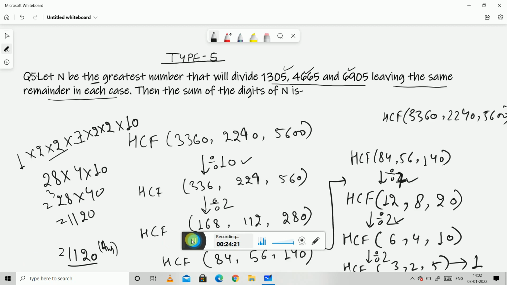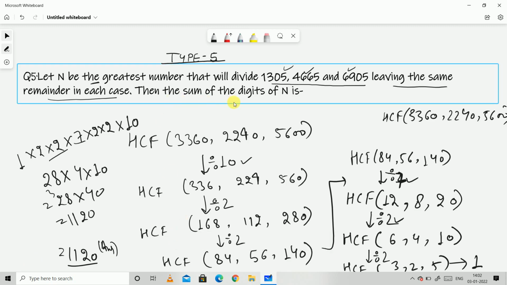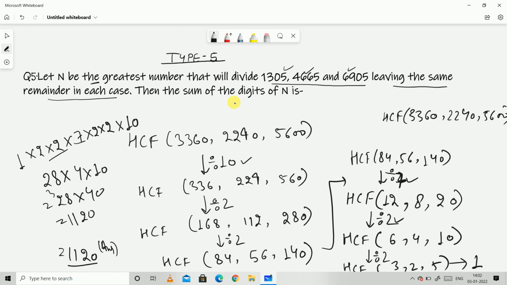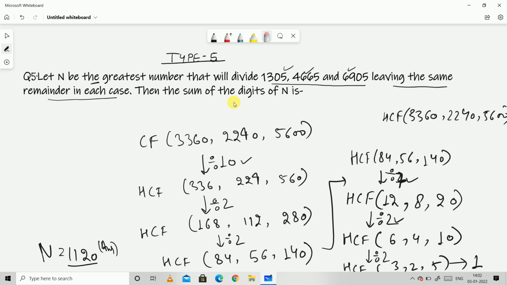But one more thing here guys, it is asking you the sum of the digits of n. So I have found out n, but I need to find out the sum of its digits. So that's nothing big. I have found n. So what is the sum of the digits of n? 1 plus 1 plus 2 plus 0. So that is 4. So 4 is the answer, because it is asking you not the value of n but the sum of digits of n. So that is 4.